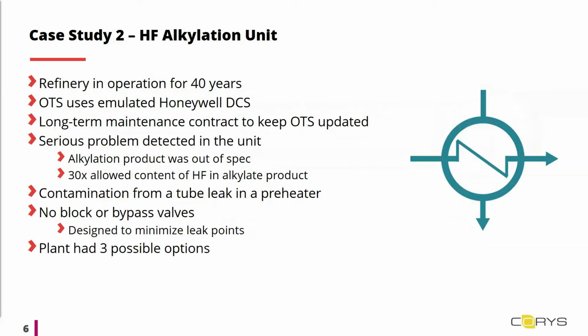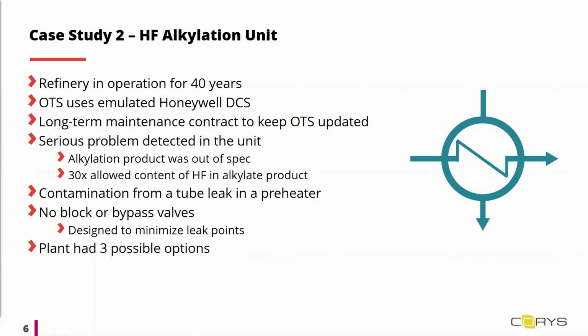So our second case study is from a brownfield alky unit. This refinery has been in operation for over 40 years, and we provided an OTS with an emulated Honeywell DCS and a long-term maintenance contract to keep the OTS updated. This client detected a serious problem in their unit when 30 times the amount of HF content was detected in their product. They determined that the contamination was coming from a tube leak, but there were no block or bypass valves on the preheater in the original design in order to minimize leak points.